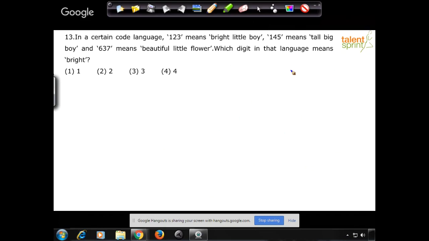So if you notice, in the first and the second code, boy is the word that we have in common and the number that we have in common is 1, which means that 1 is equal to boy. Then let's again read the third statement, beautiful little flower. Now little is a word that is common in the first and the third statement, and the number that is common here is 3. So which means that 3 stands for little.